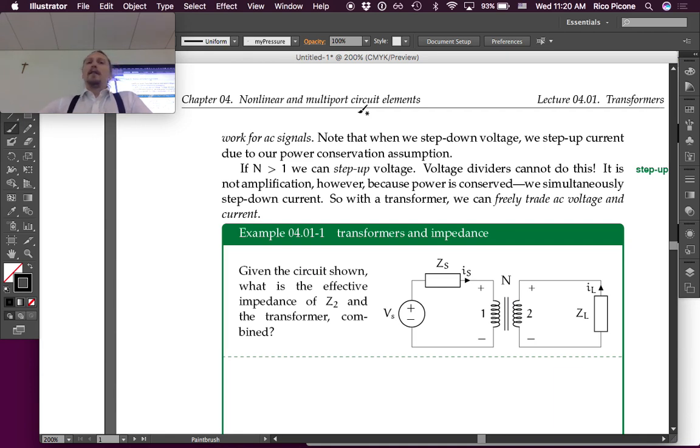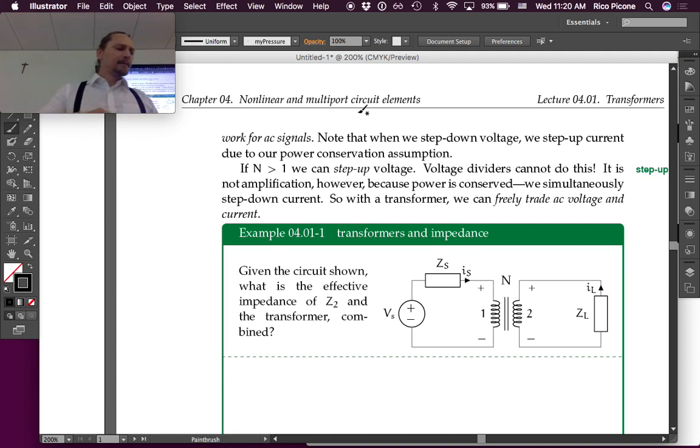So what other applications are you familiar with for transformers? Where did you hear about them, besides Optimus Prime transformers, before this? When have you encountered a transformer? Power line.